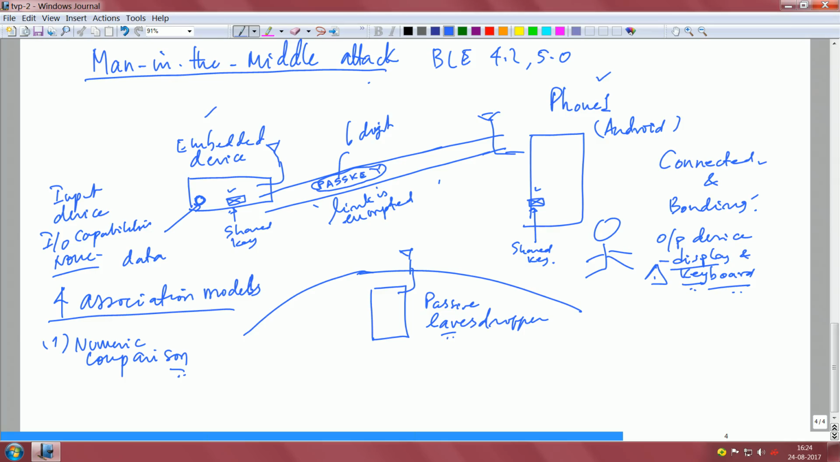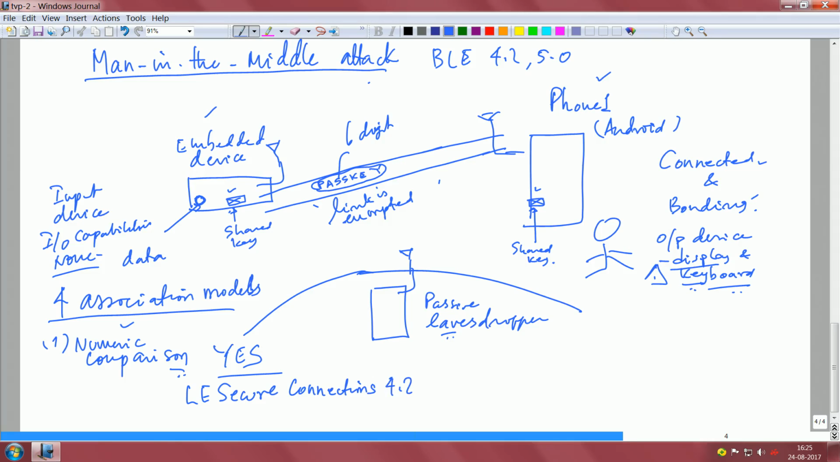Then if you have both sides phone-like capability, then you can do numeric comparison, whereby the devices display a 6 digit number and the user authenticates by selecting yes, and if both devices are displaying the same number you say yes. This association model is actually introduced in LE Secure Connections, low energy secure connections, of which version, 4.2 and above BLE, that is very important. We will not worry so much about the capabilities of earlier versions.